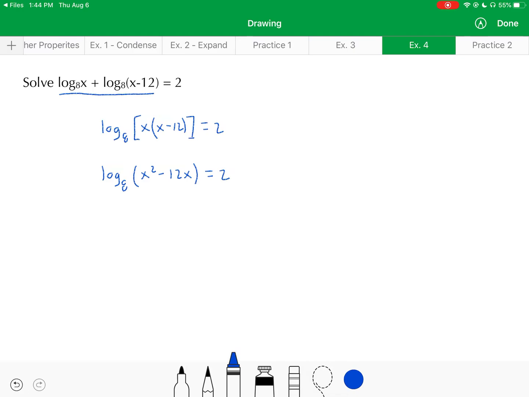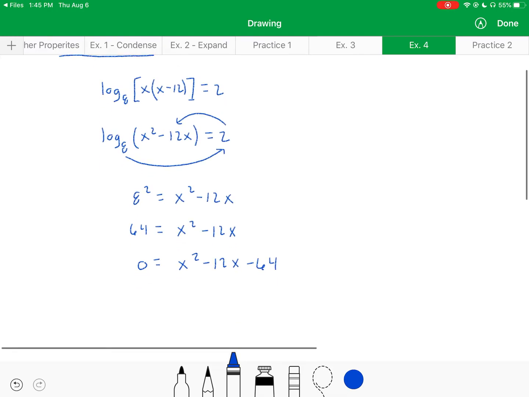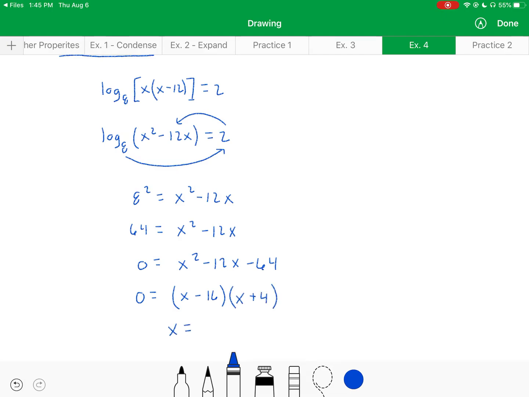Instead, I need to go to exponential form. I need to take the base of 8, raise it to the 2nd power, and then equal that to the argument. All right, so 64 is equal to x squared minus 12x. Let's get it set equal to 0 here. Okay, and then that is factorable. x minus 16, x plus 4. So x will equal 16 or negative 4.